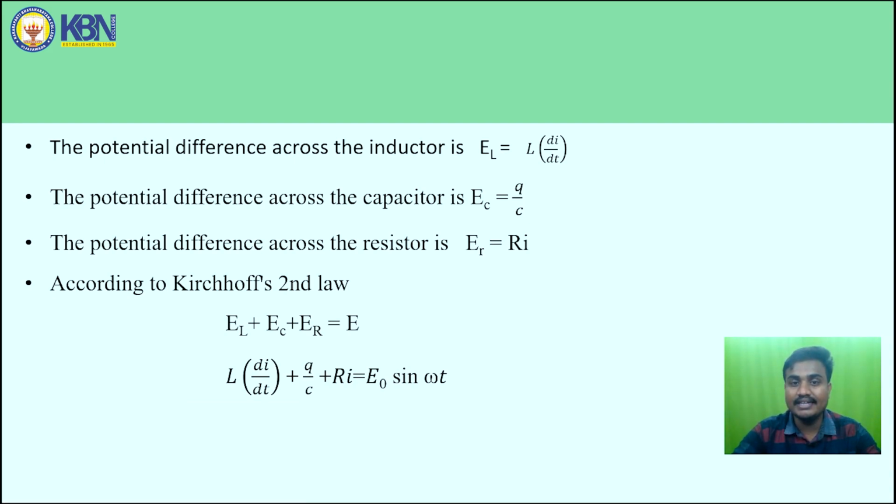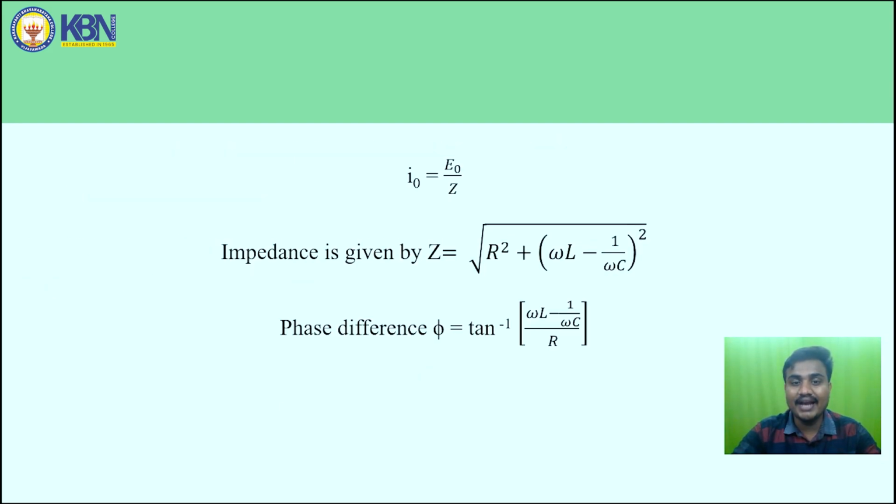By mathematical derivations, at the end we will get the maximum current I naught equal to E naught by Z, where Z is called the impedance. The impedance is given by Z equal to square root of R square plus (omega L minus 1 by omega C) whole square.